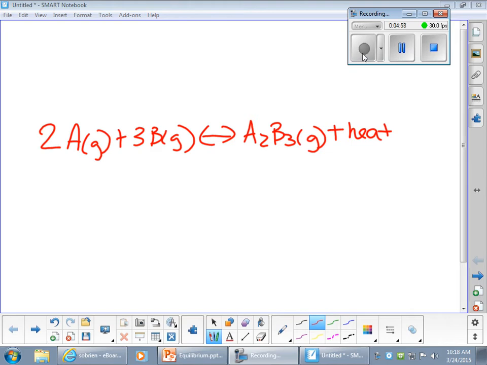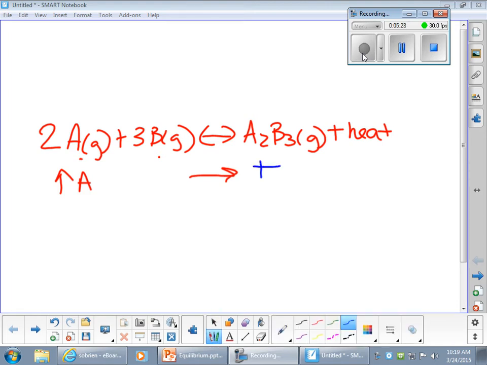Let's first look at concentration. If I increase the concentration of A, which is on the left of the arrow, I would shift to the right. When we shift to the right, that means that we're going to create more of everything that's on the right. I'm increasing A, causing more collisions between A and B, which is why the reaction shifts to the right. We're producing more product. As a result, when you shift to the right, everything on the right goes up, everything on the left goes down.